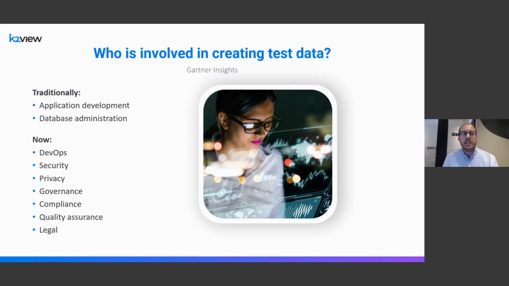So who's involved in creating test data? Traditionally, application developers and DBAs were working together to create test data. But with the new privacy regulations that have come in recent years, security and data governance teams are being brought in. Legal teams want to make sure that everything is being done correctly. And there's a lot of work being done in identifying sensitive data, otherwise known as PII, within the organization, tracing the lineage, and cataloging data relationships.